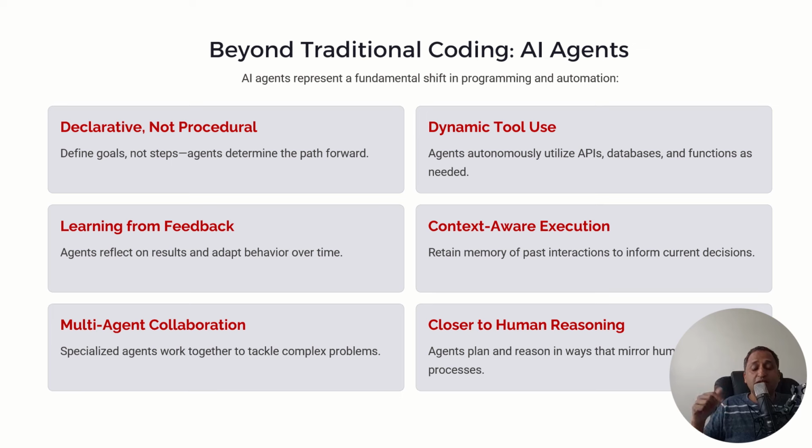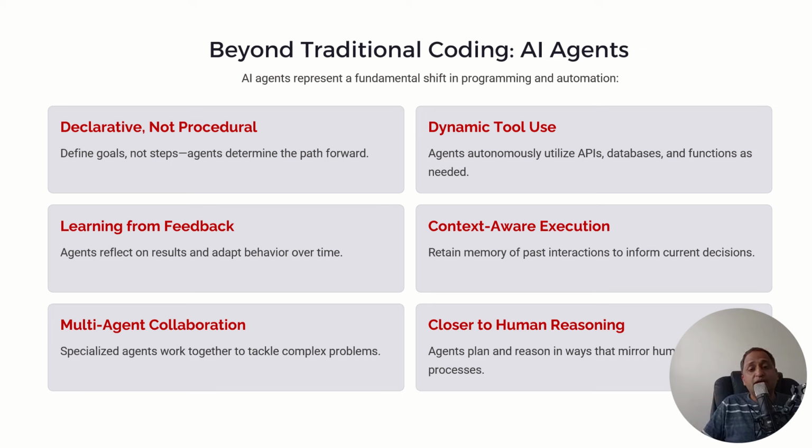Next one is learning from feedback. The agent can reflect on the results and adapt its behavior based on the response. We will also see a demo of a reflection pattern where the agent produces an output, and then reflects on whether this output is actually what the user wants. If not, it tries to regenerate the response.